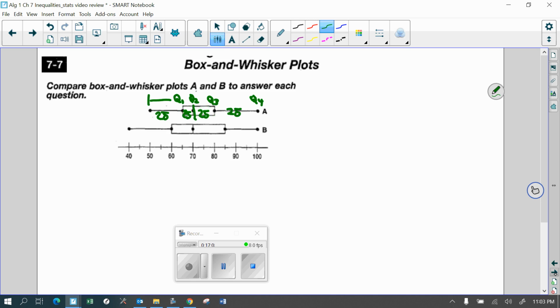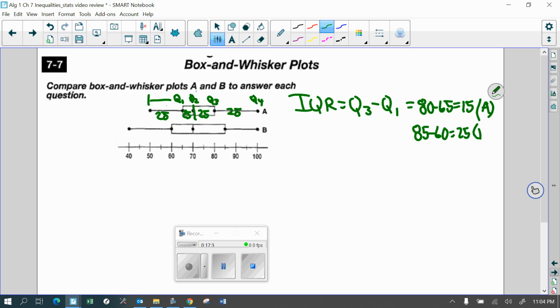They can say which one has a bigger interquartile range. Remember IQR, interquartile range, is Q3 minus Q1. Well, this Q3 minus Q1 is 80 minus 65, which is 15 for A. But look on B, it's 85 minus 60, which is 25 for plot B. So obviously, plot B would have a bigger interquartile range. Okay, so those types of questions you get there.